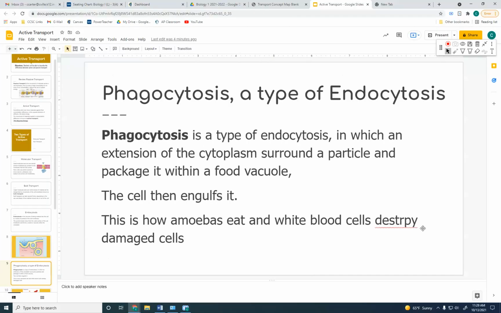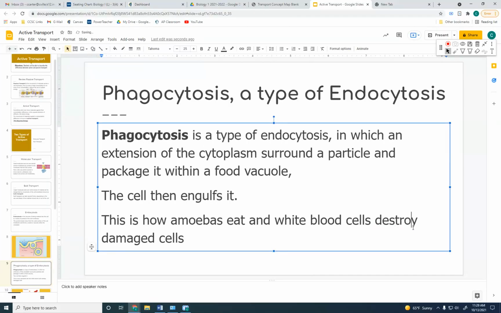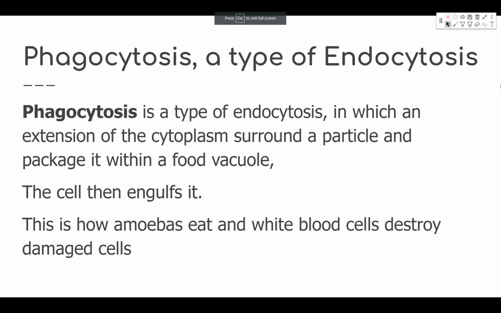And this is how blood cells destroy damaged cells. So our white blood cells are kind of the cleanup crew of our blood. They have a special ability to take in and destroy damaged blood cells. And the way they take in these damaged blood cells is called phagocytosis. It is a special subtype of endocytosis.